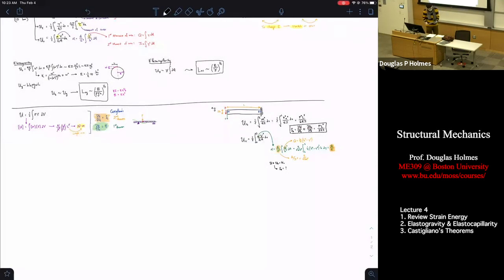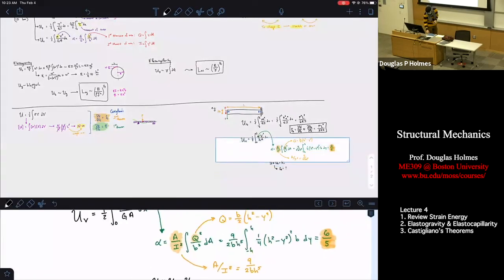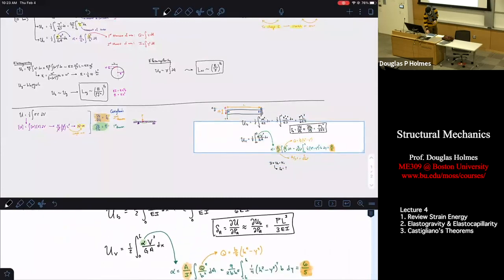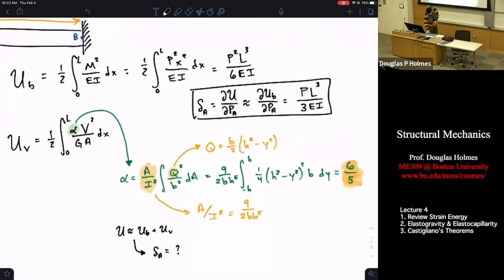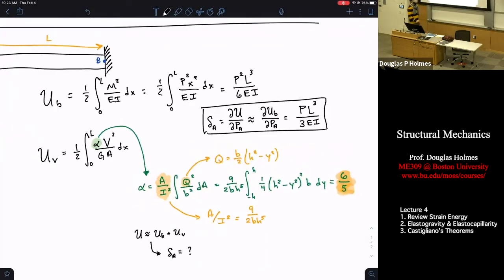My hint to you is that you don't have to redo the bending part. So this should be pretty straightforward. You probably can't see that on your practice. There we go. So take a minute and calculate what the deflection is now that we're including both bending and transverse shear.